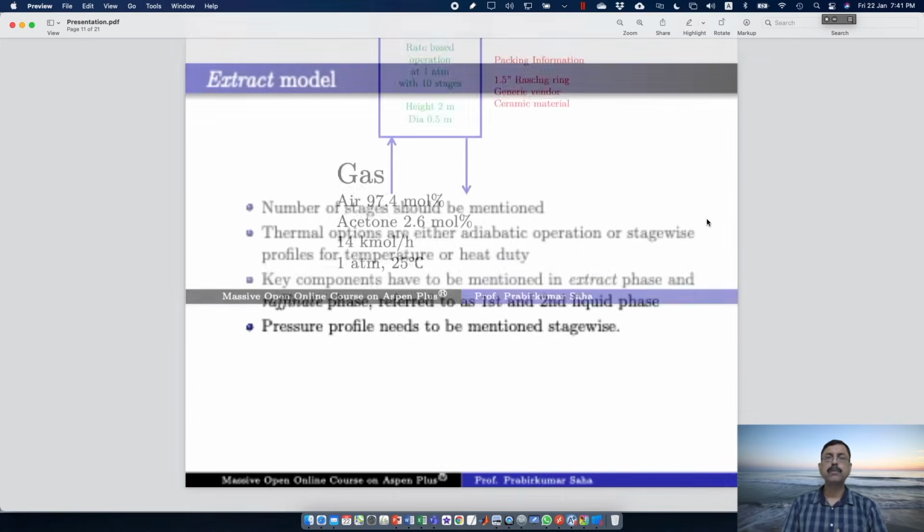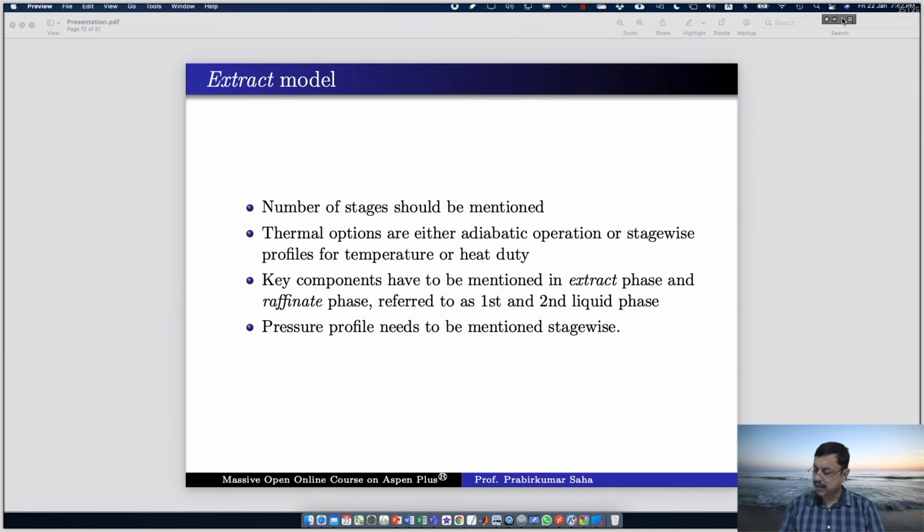Finally, we come to the extract model. The extract model is used for counter current extraction. Here we have to mention the number of stages. We have to give the thermal options, either adiabatic operation or stage-wise profiles for temperature and heat duty. And the key components have to be mentioned in the extract phase or in the raffinate phase, referred to as first and second phase liquid, and the pressure profile needs to be mentioned stage-wise.